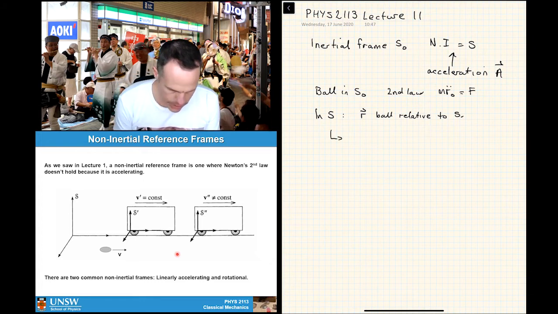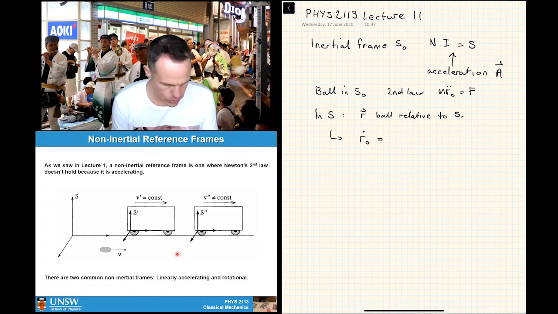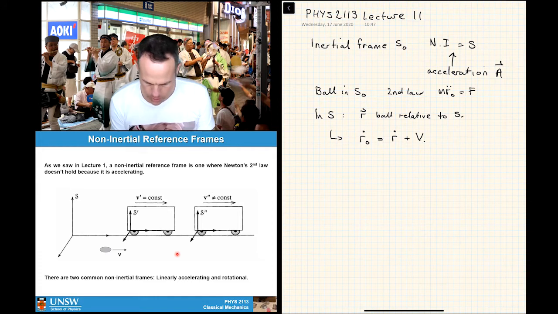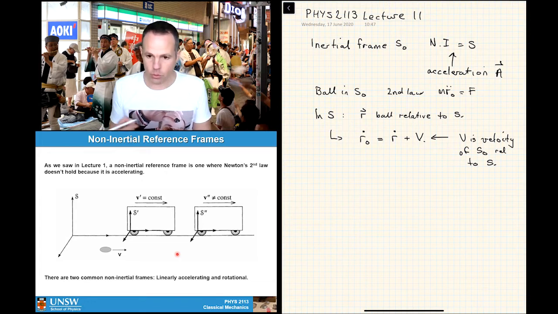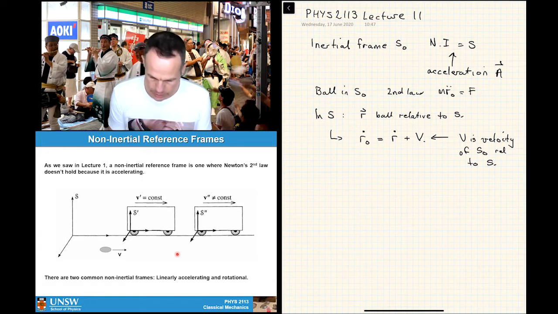And these velocities are basically just going to add vectorially. So what we can say in here is that R0 dot is equal to R dot plus V, okay? Where V is just the velocity of S0 relative to S, okay? So it's just the speed at that particular point in time that frame S is moving relative to S0, okay? So I've actually just got them back to front.